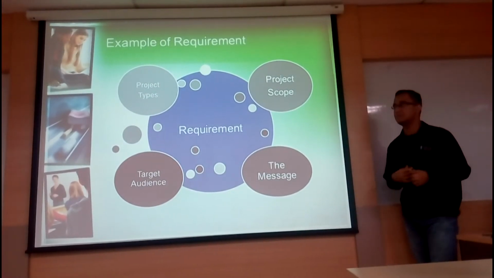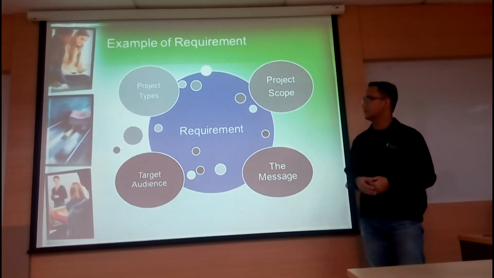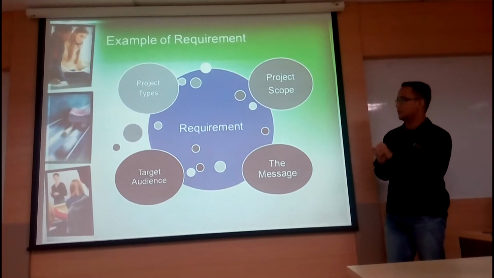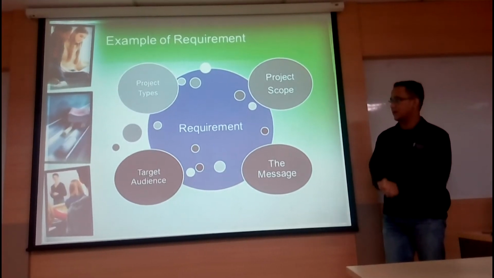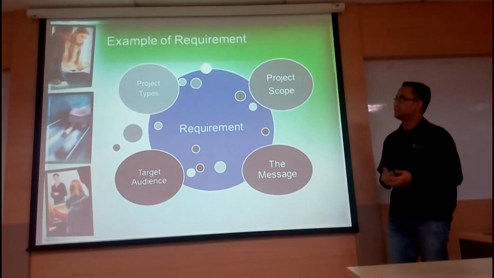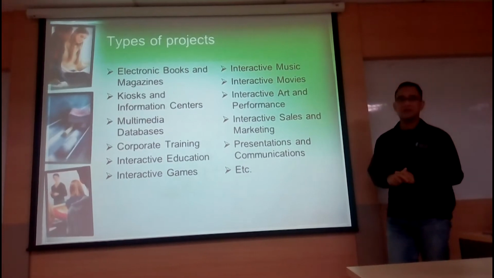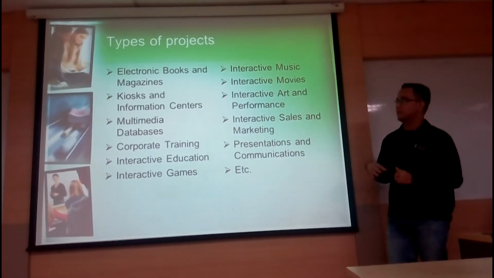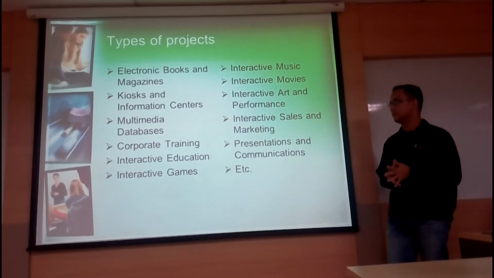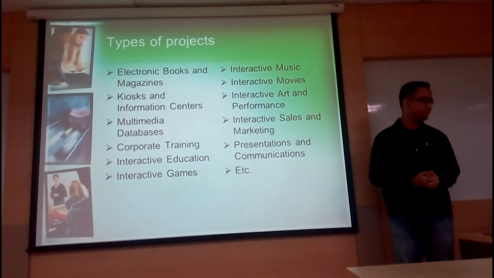So these are examples of the requirements that can be collected in this phase. The first one is project title. The second one is project scope, followed by target audience, and the last one is the message. So these are examples of the projects that can be done in multimedia, for example, electronic books and magazines, kiosk information centers, multimedia databases, and so on.